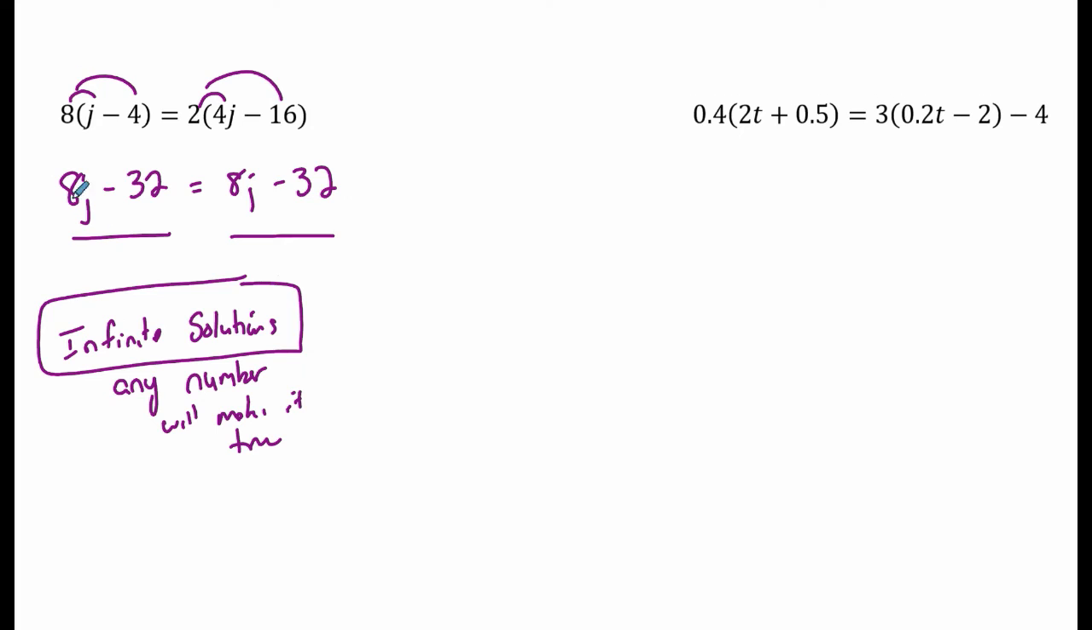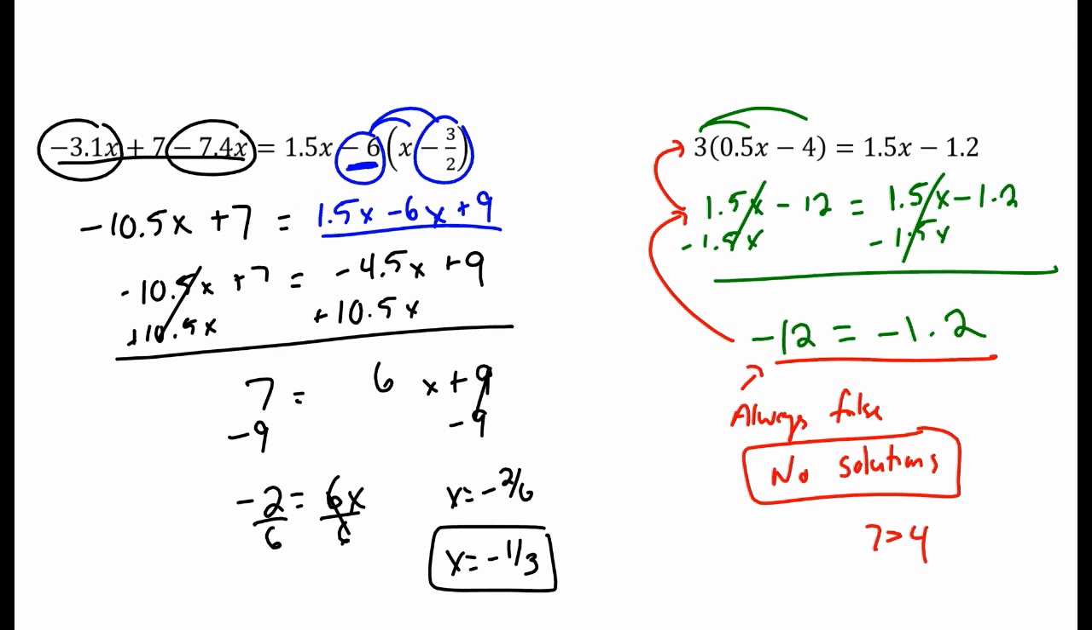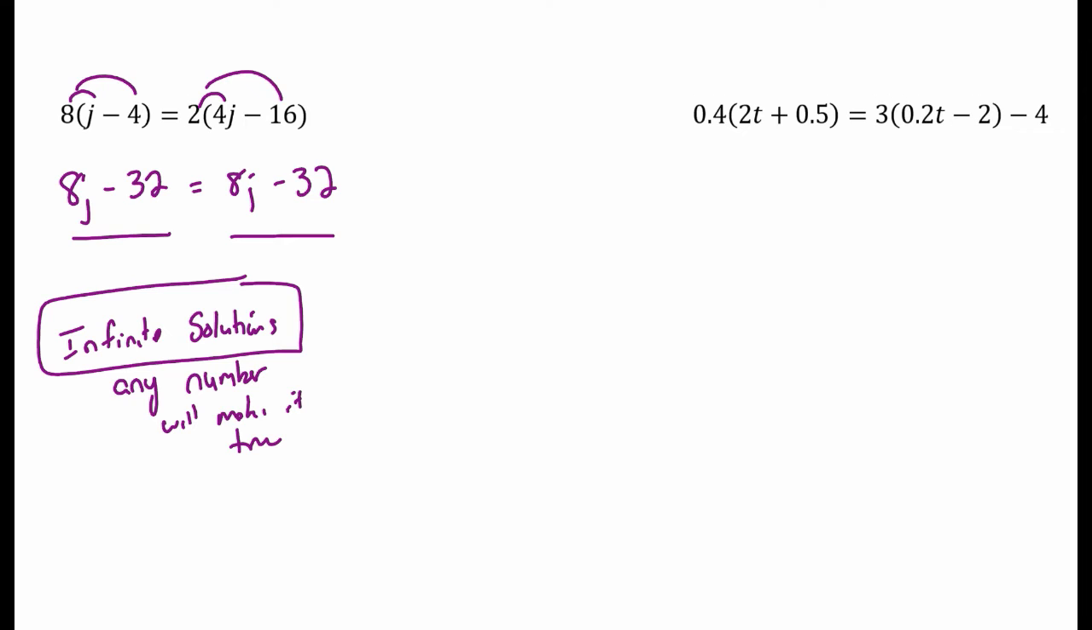So notice here, I had the same things on both sides. 8j minus 32 equals 8j minus 32. That gave me infinite solutions. Here I had the same x terms, 1.5x and 1.5x, but those numbers were different. That led me to no solutions. Hopefully you remember that from 8th grade. You should have spent some time looking at that and noticing how it relates to the graphs, if I was to look at these as functions.